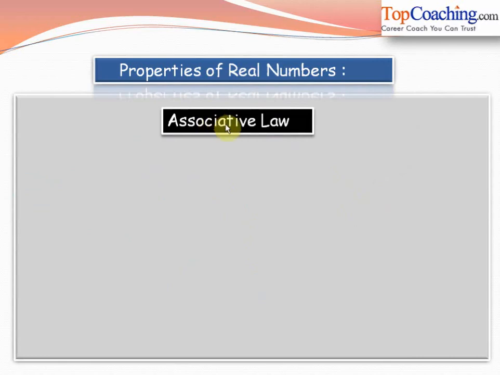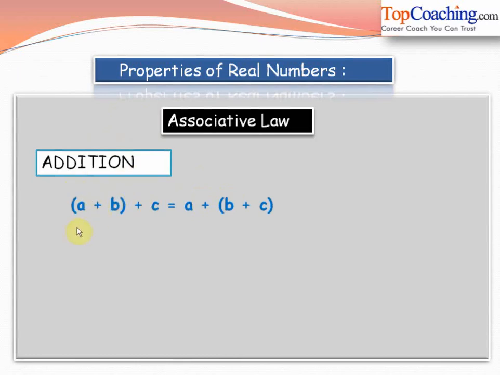Now let's see about the associative law. In that again we have the addition law, and it says that a plus b plus c is equal to a plus bracket of b plus c. So if we add these two terms a plus b and then add a third term, this is equal to first term plus the addition of last two terms. So actually what we have done here is we have taken the operation of addition for these two numbers a and b first, and then we have added the result to the third number c.